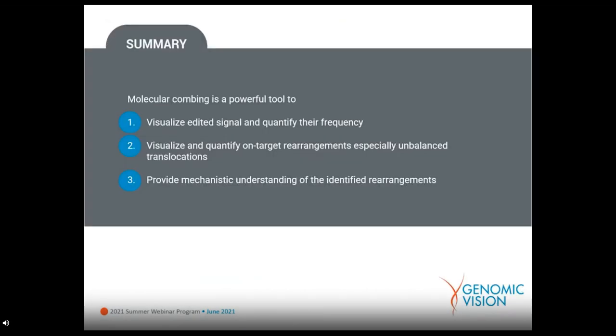As a summary, molecular combing is a powerful tool to visualize edited signals and quantify their frequency, to visualize and quantify on-target rearrangements, especially unbalanced translocations, and also to provide a mechanistic understanding of the identified rearrangements.